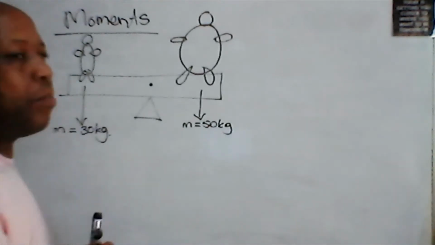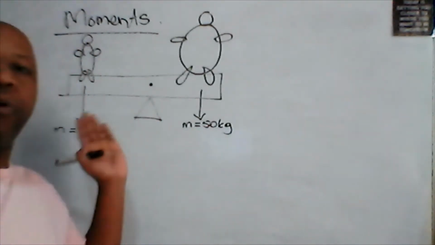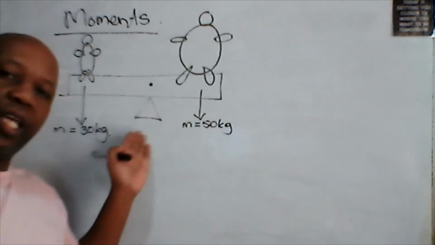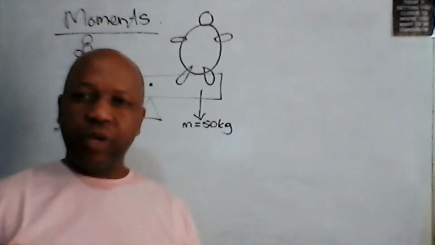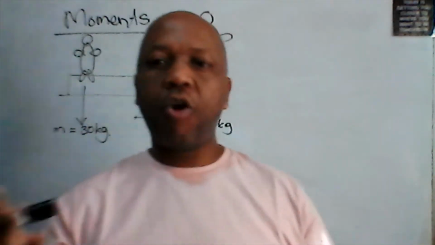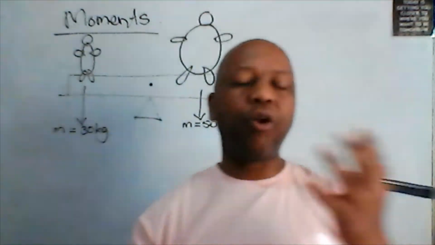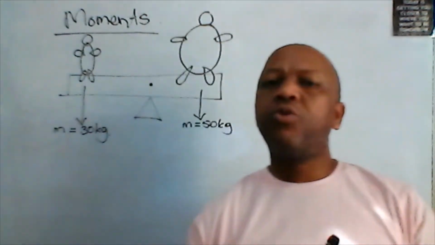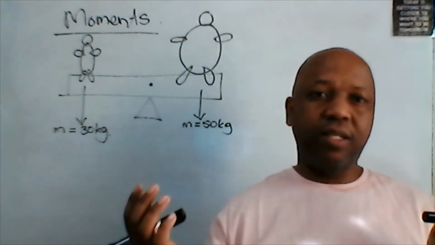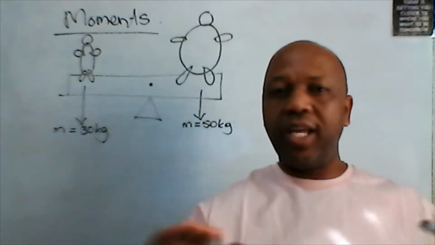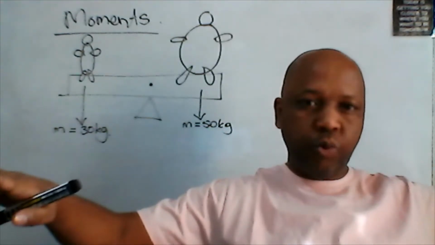Now, we can calculate the resulting moment from this particular setup, and we can also know whether it is a clockwise moment or an anti-clockwise moment. We can also calculate whether the system is in equilibrium or is balanced, so there's no motion at all.